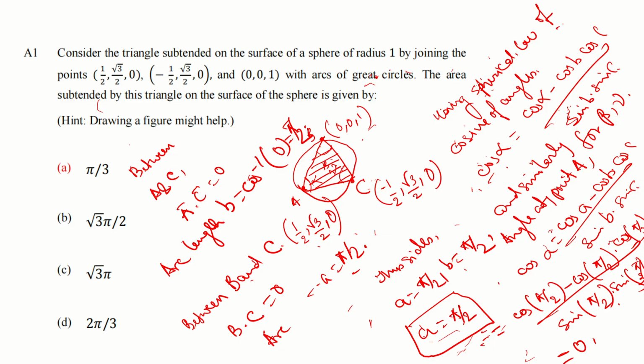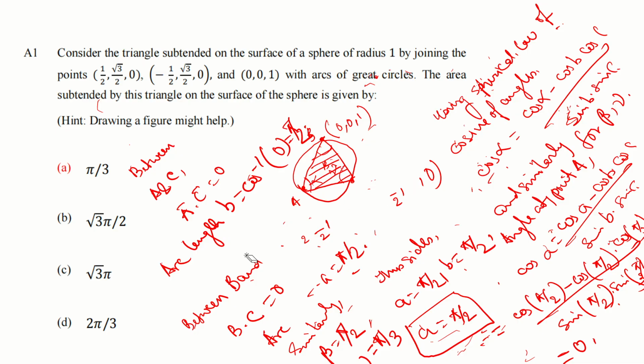So if we calculate similarly, beta will be pi by 2 and gamma will be pi by 3.